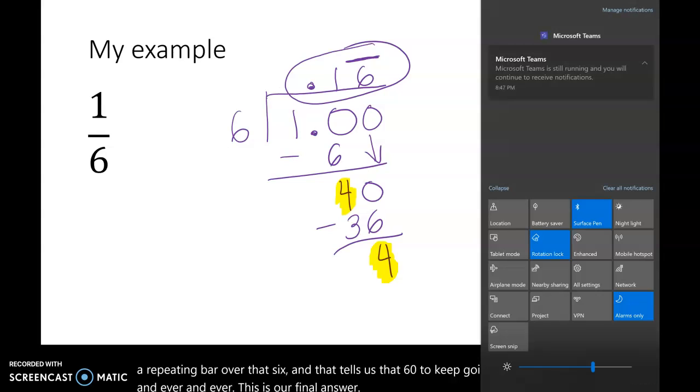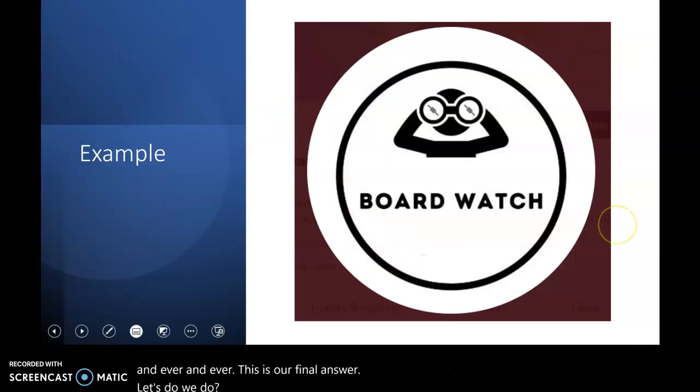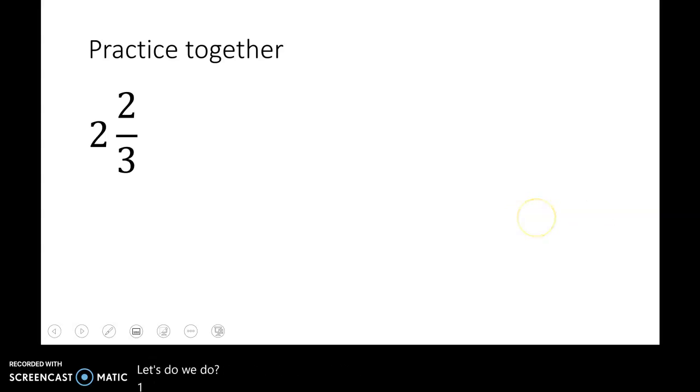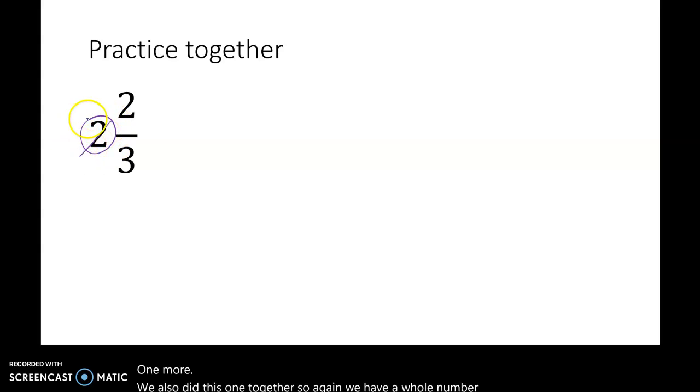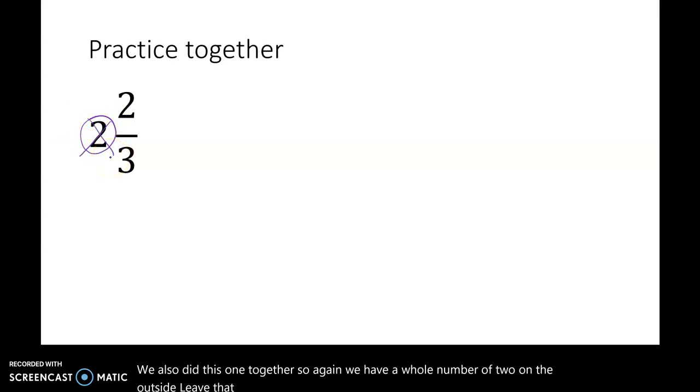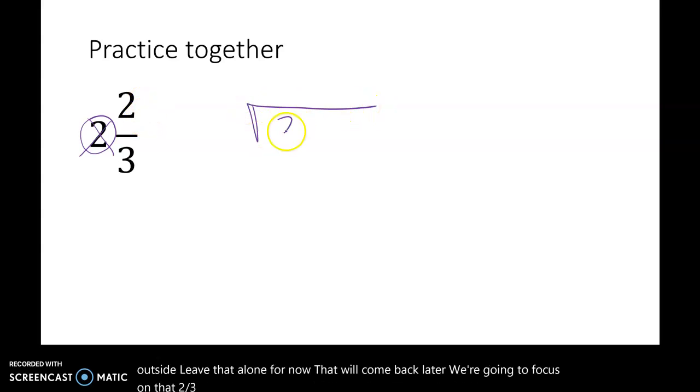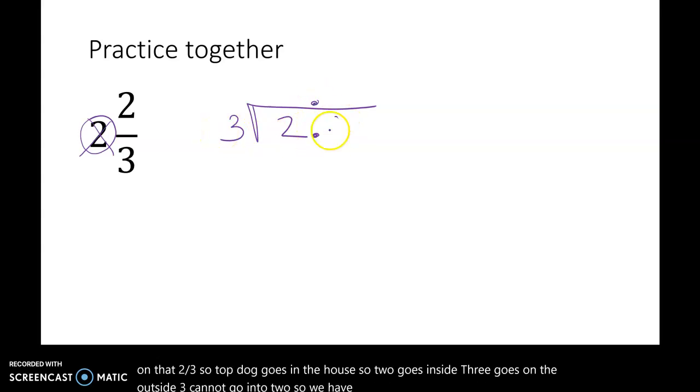Okay, we're going to do one more. We also did this one together. So again, we have a whole number of 2 on the outside. Leave that alone for now. That'll come back later. We're going to focus on that 2/3. So top dog goes in the house. So 2 goes inside. 3 goes on the outside. 3 cannot go into 2, so we have to add decimals and a 0.